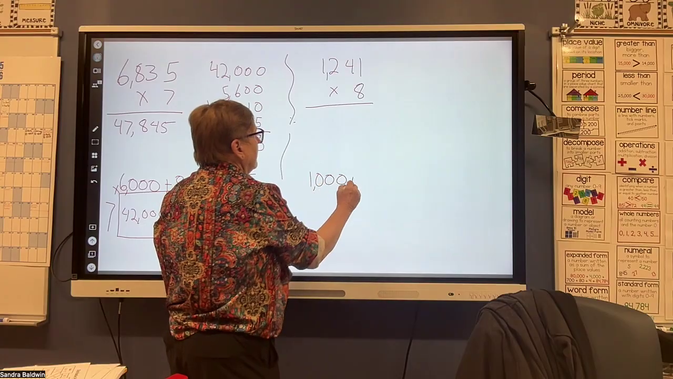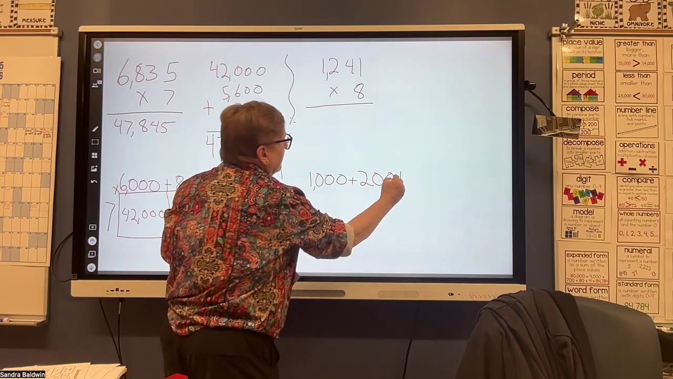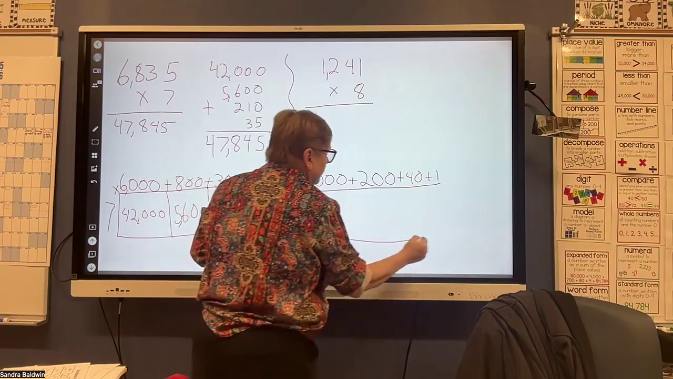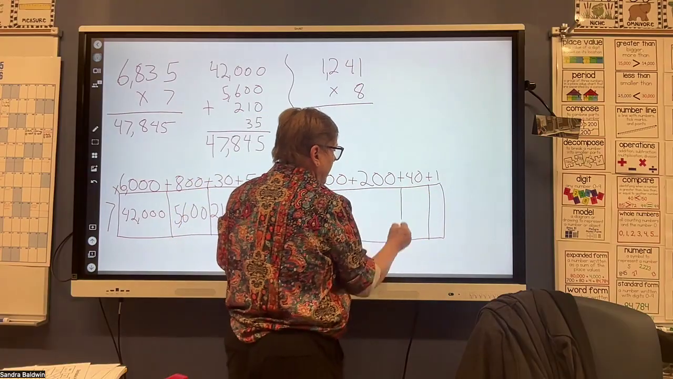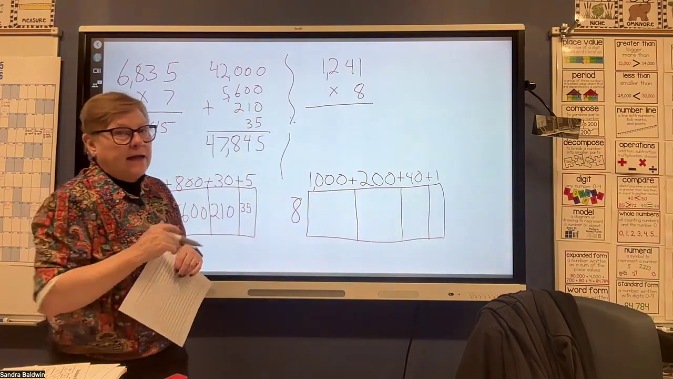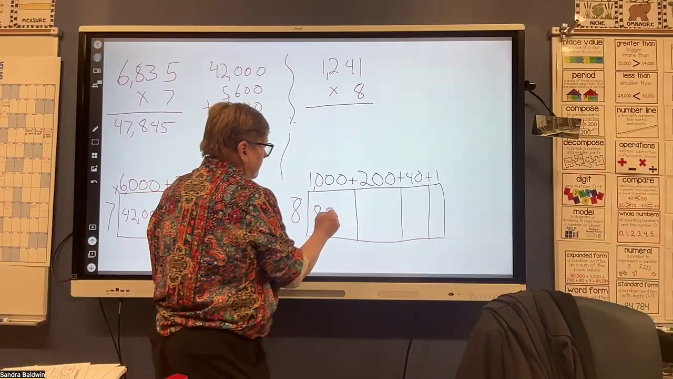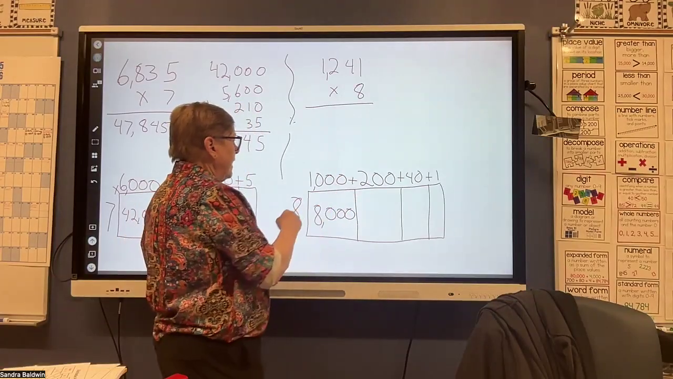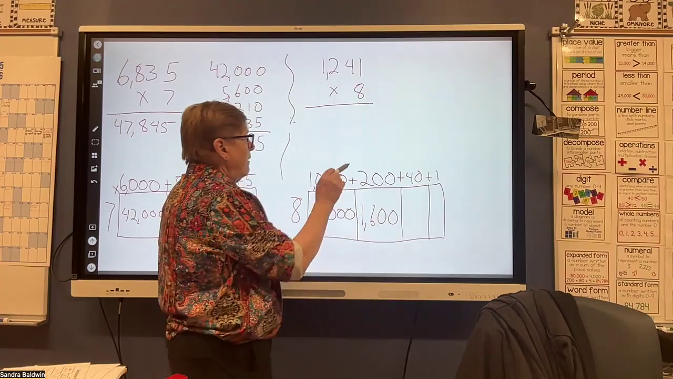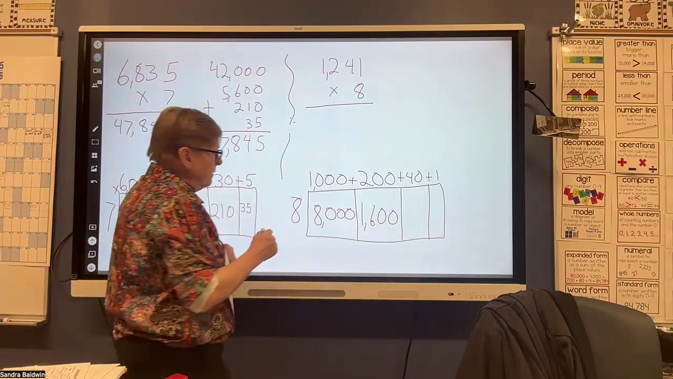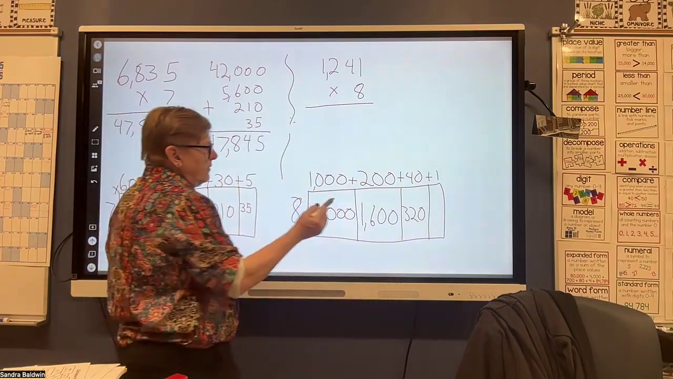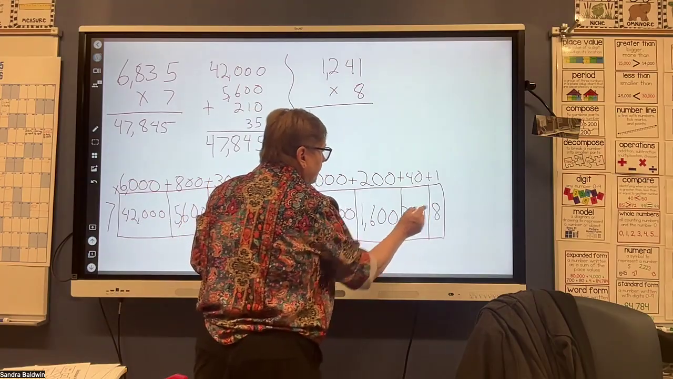1,000 plus 200 plus 40 plus 1. Put my vertical lines. Times 8. Well, 1,000 times 8 will be 8,000. 200 times 8 would be 1,600. 40 times 8 would be 320, because 4 times 8 is 32, plus that 0. And then 1 times 8, well, 1 times anything is that number.